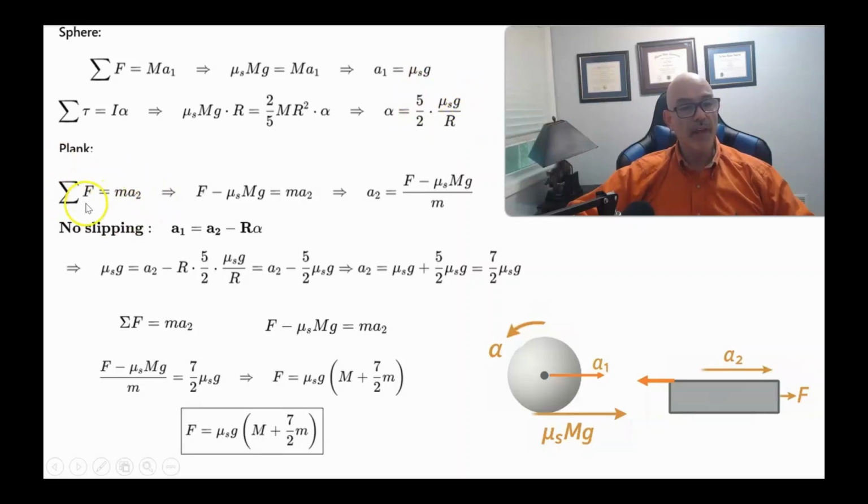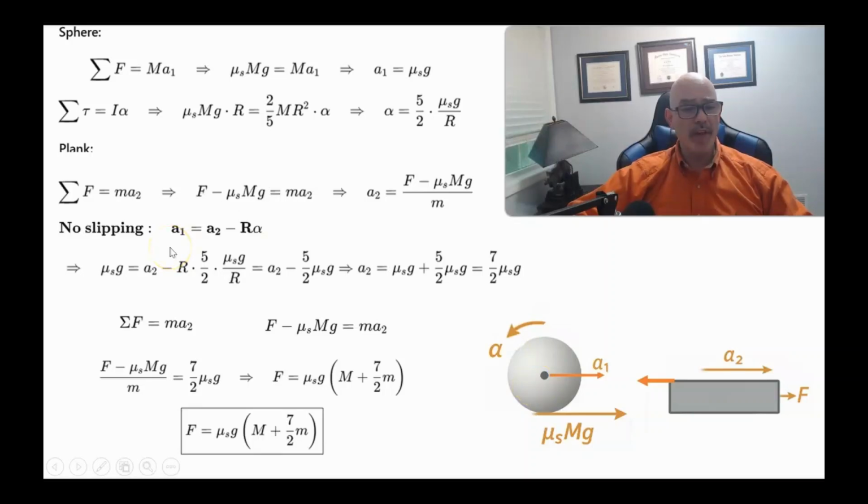Newton's second law for the plank says the net force on the plank equals mass times the acceleration of the plank. The net force on the plank is the forward applied force minus the force of friction. This gives us an equation which allows us to solve for A2, the acceleration of the plank. For this particular problem, the acceleration of the sphere and the acceleration of the plank are different. The sphere has a smaller linear acceleration than the plank does.